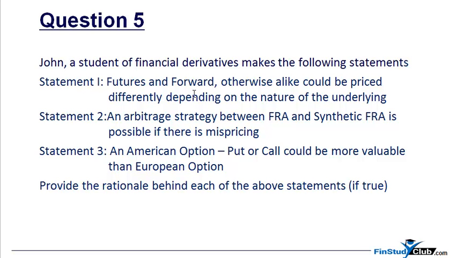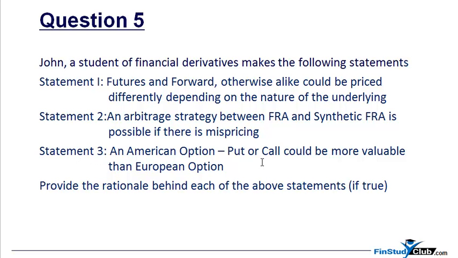Statement 1. Futures and forwards otherwise alike could be priced differently depending upon the nature of the underlying. So that's statement 1 from John. Statement 2. An arbitrage strategy between FRA, which is forward rate agreement, and synthetic FRA is possible if there is mispricing. Now, generally when there is mispricing, it does throw a scope for arbitrage strategy. Let us see if one could execute an arbitrage strategy between an FRA and synthetic FRA, and this is quite important, synthetic FRA.